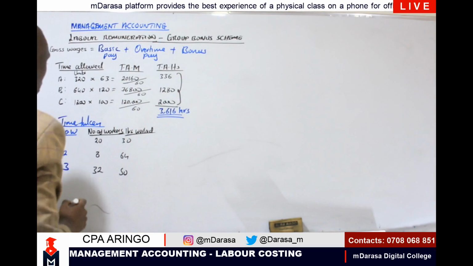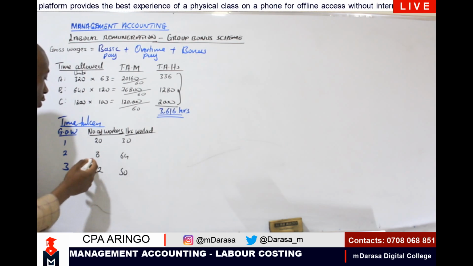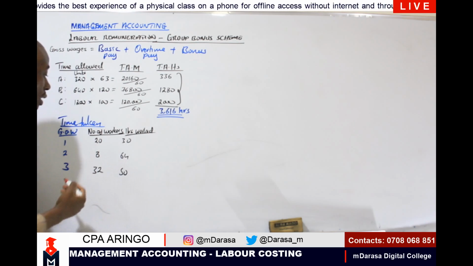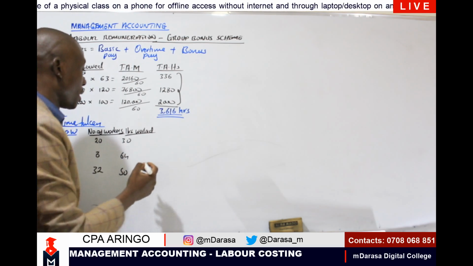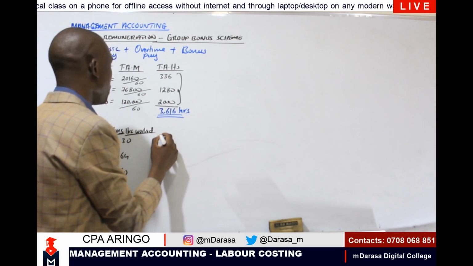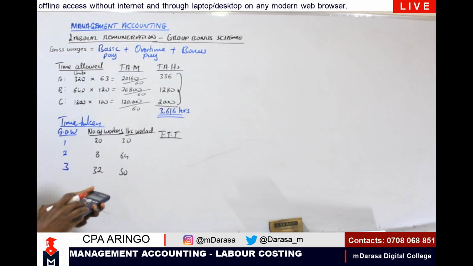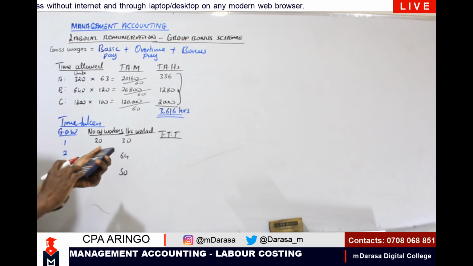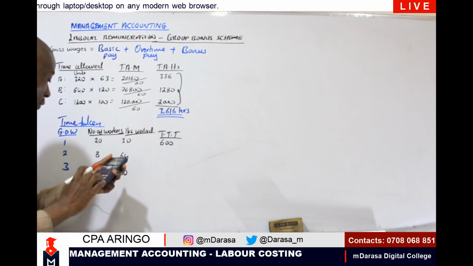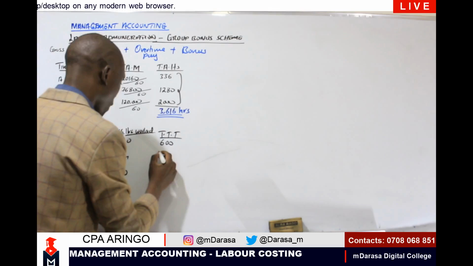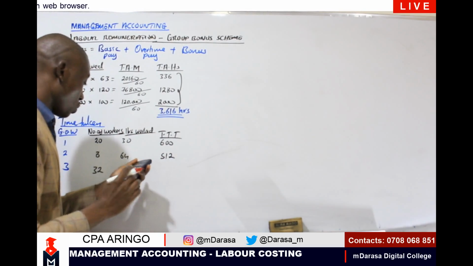Like if you look at grade 1, we have 20 workers, each was working for 30. Grade 2, 8, each was working for 64. Grade 3, 32, each was working for 50. So in that case, we can clearly determine total time taken. The first one, 30 by 20 gives us 600 hours. Grade 2, 64 by 8 gives us 512. Grade 3, 32 by 50 gives us 1600.